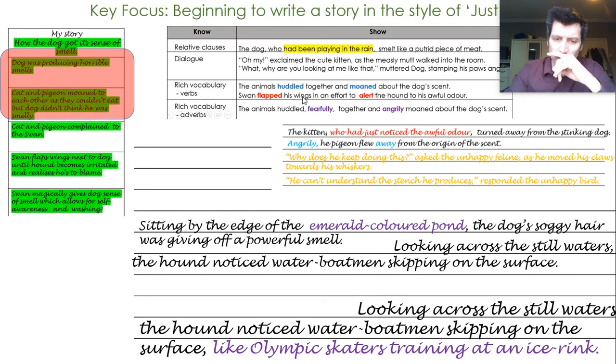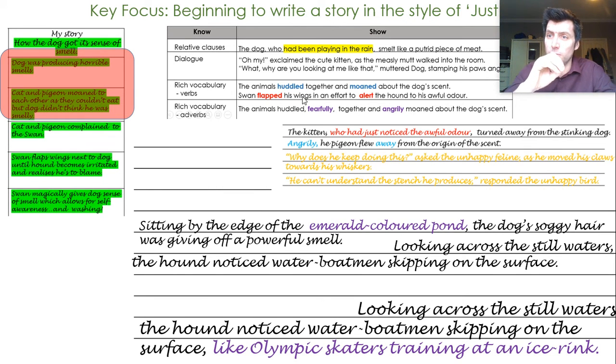Now, looking across the still waters, the hound noticed water boatmen skipping on the surface. And then I can put a simile in because I'm including similes in my writing, without always being on the nose. I know that similes conjure a picture in the head when I'm using those figurative techniques that we looked at with our Gothic writing. Looking across the still waters, the hound noticed water boatmen skipping on the surface, like Olympic skaters training at an ice rink. Now I've got more of a clear picture.